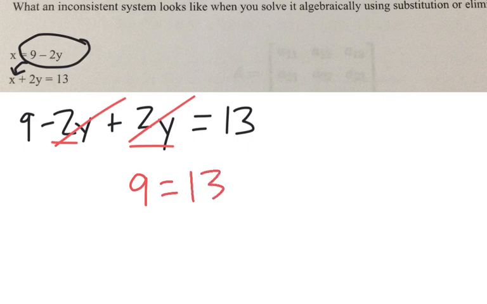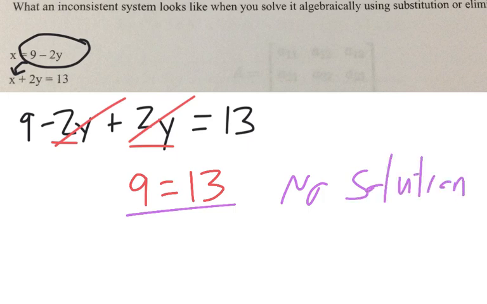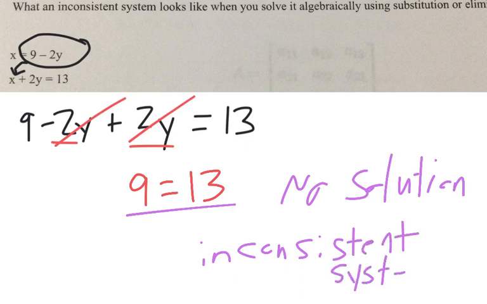It's a math statement without any variables. Does this math statement make sense or is it nonsense? It's a bunch of nonsense. 9 doesn't equal 13. Silly rabbit. Tricks are for kids. That means there's no solution, which means these are an inconsistent system.